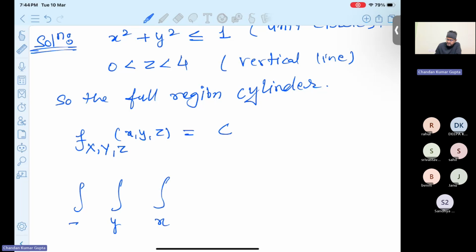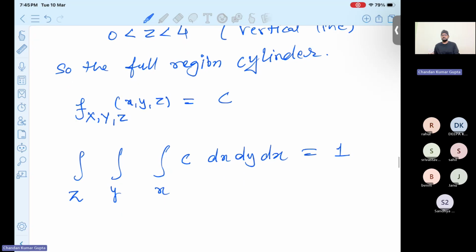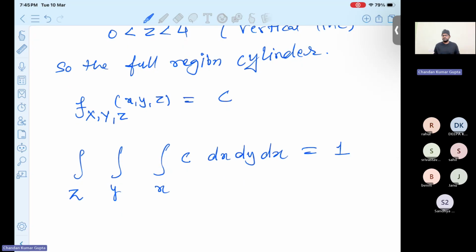This is X, this is Y, this is Z, this is C. Okay, and then dx, dy, dz comes out to be 1. This is the simple case. This is the property of probability function. Now, as we know that it is a circle and dx, dy, dz is nothing but the volume, we can also write dV here, no?